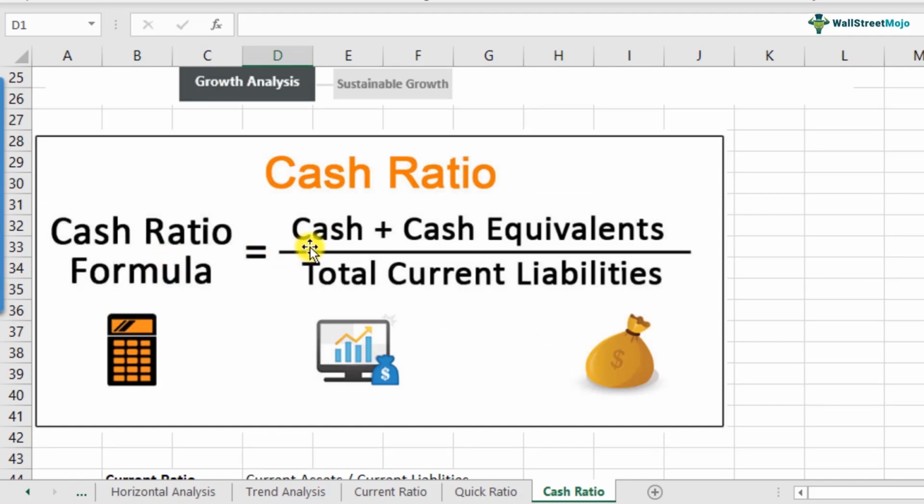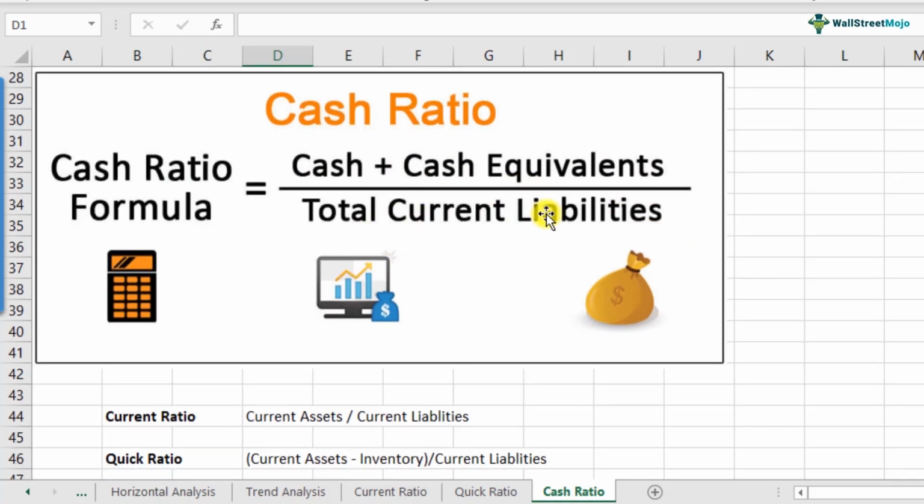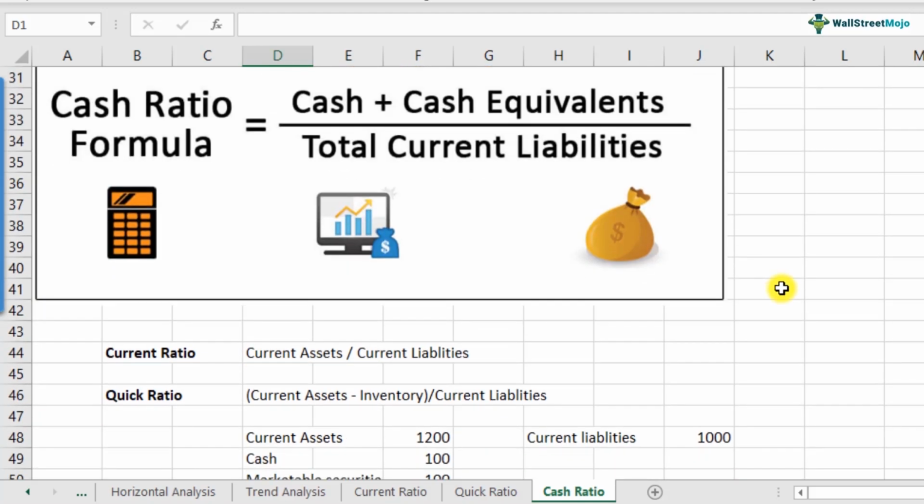Cash ratio formula: cash plus cash equivalents. You can also make this marketable securities. It's one and the same, divided by your total current liabilities. It's a bit more aggressive in terms of looking at the liquidity of the company, but some analysts do use it. Many don't. And I'll come to the reason why it is not used by many analysts too.